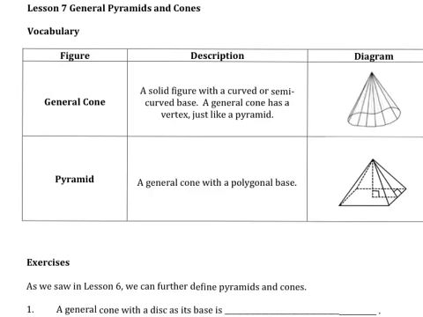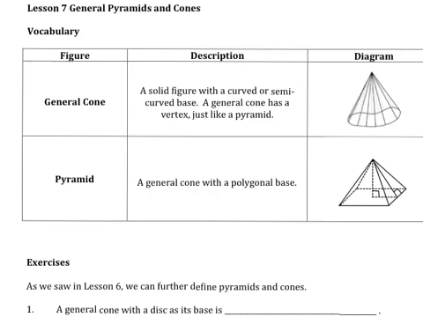In this lesson, we're going to define general pyramids and cones. A general cone is defined as a solid figure with a curved or semi-curved base, and it has a vertex. What makes it a cone is the fact that it has a base and all the sides lead up to a single point, which is the vertex.